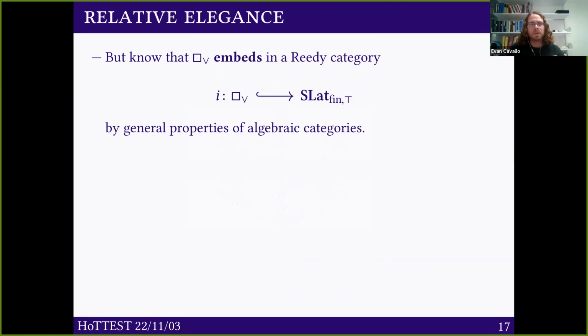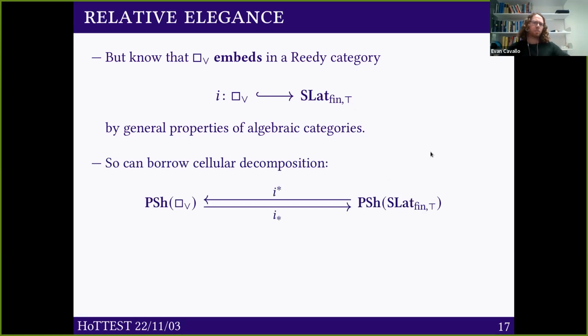But what's good, we know that this cube category embeds in a Reedy category. And the one that I want to work with here is the category of finite semilattices that are also inhabited, which is the same as those that have a top element. And it follows that this is a Reedy category from sort of general properties of algebraic categories. You have a surjective mono factorization system. And so the idea is to borrow the cellular decomposition that we have in presheaves over this larger Reedy category to get cellular decompositions in the smaller cube category.